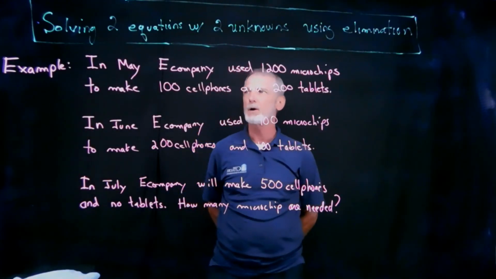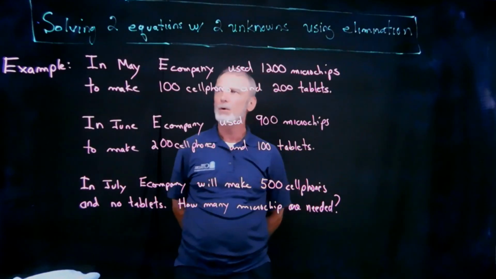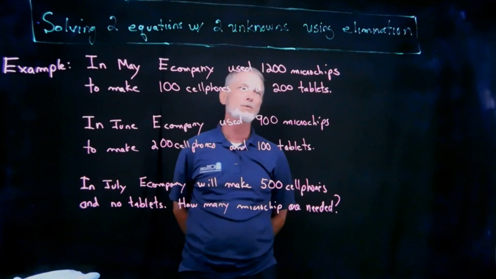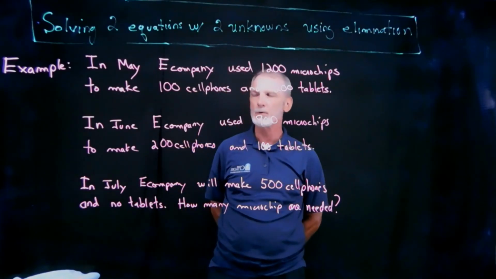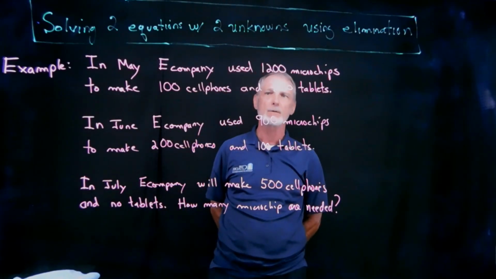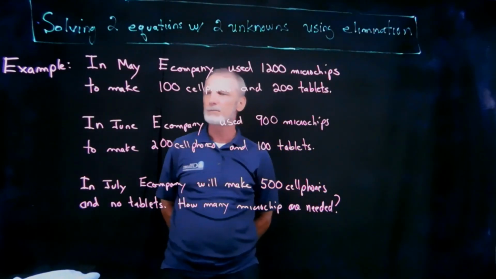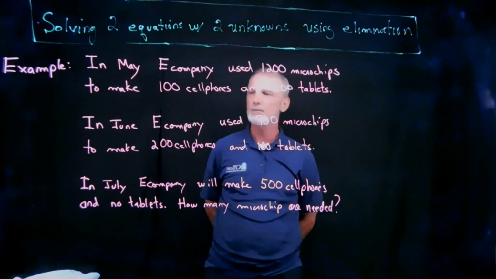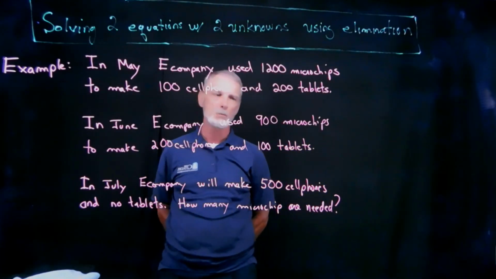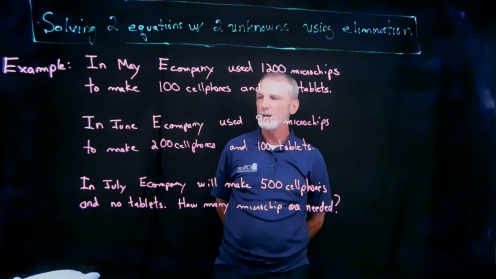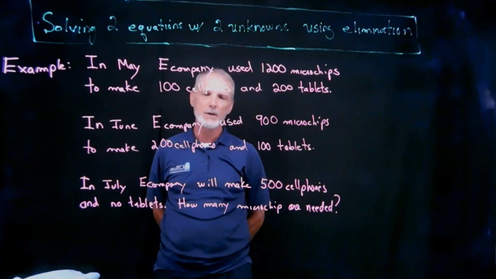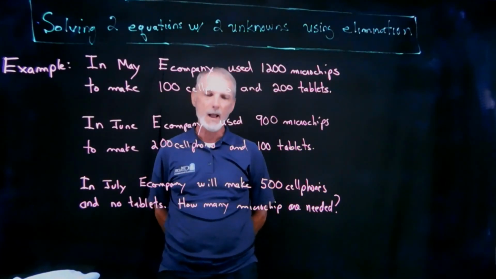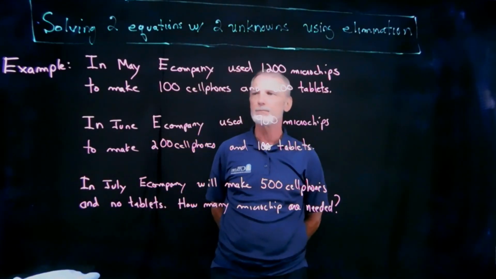So let's look at another example. Suppose that in May, E Company used 1,200 microchips to make 100 cell phones and 200 tablets. Then in the month of June, E Company used 900 microchips to make 200 cell phones and 100 tablets. In July, the E Company plans on making 500 cell phones and no tablets. How many microchips are needed?